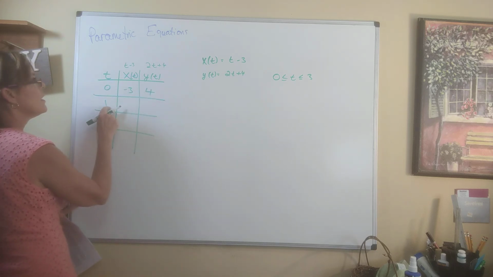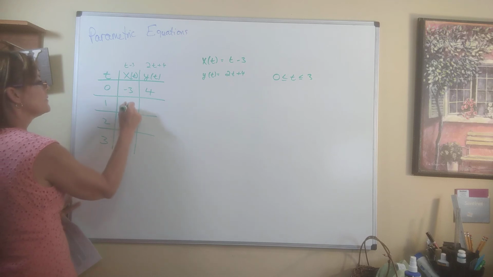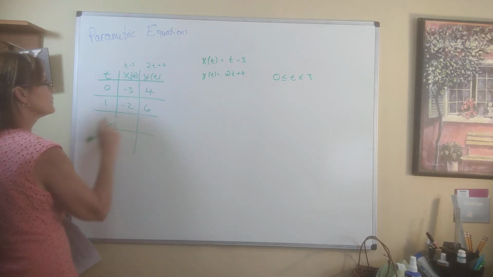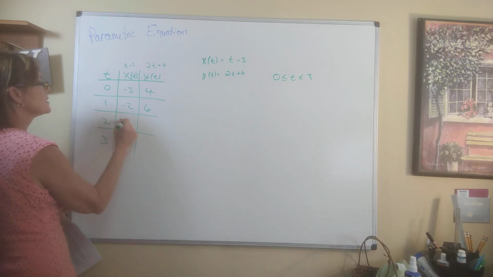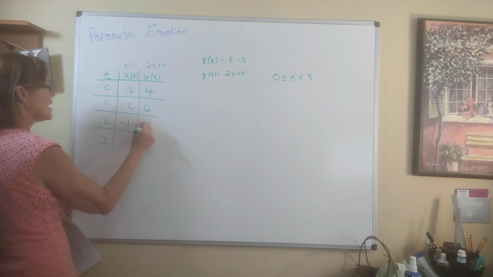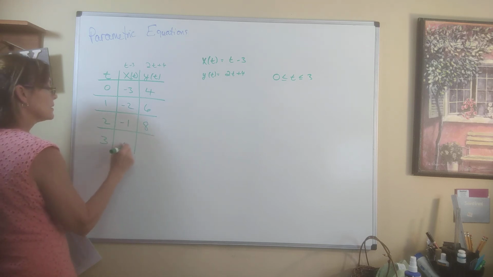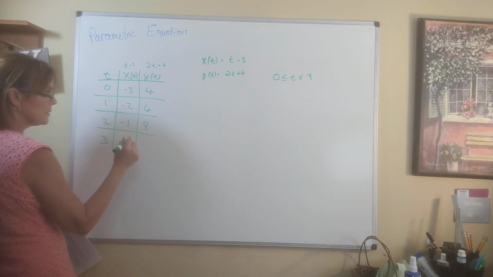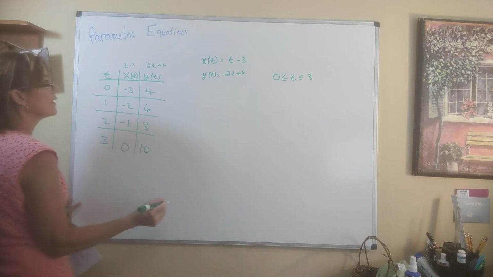When t is 1, 1 minus 3 is negative 2. When t is 1, 2 plus 4 is 6. When t is 2, x is -1. When t is 2, y is 4 plus 4, which is 8. When t is 3, x is going to be 0. When t is 3, y is 6 plus 4, which is 10. Okay, here we go.